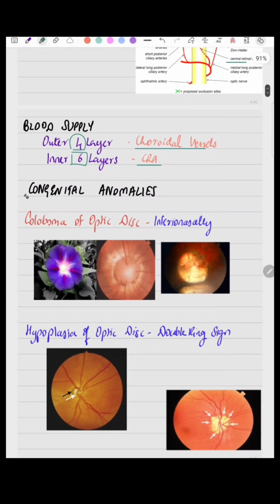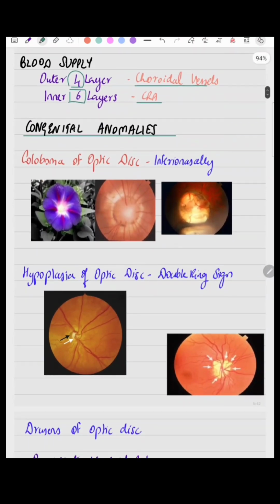Coming to the congenital anomalies, the first one is coloboma of the optic disc. It is typically inferior nasal. It is also known as the morning glory appearance. This is the morning glory flower.